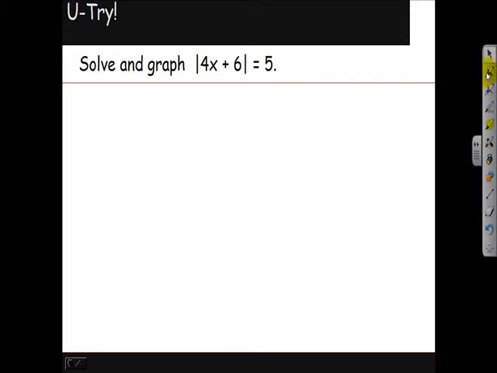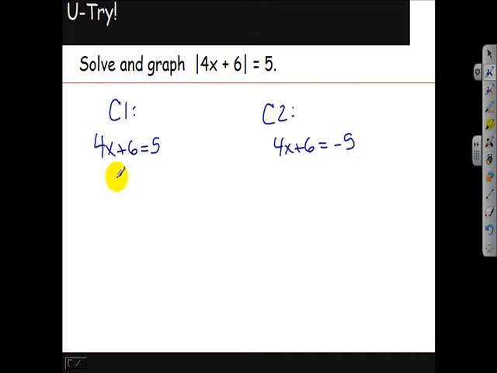Okay, again, I would separate this into two cases. Case 1 is 4x plus 6 equals 5. Notice case 1 is the same thing, just get rid of the absolute values. Case 2, 4x plus 6 equals doesn't change, but the right side I have to take the opposite of, so I get the negative 5. Let's go ahead and solve.